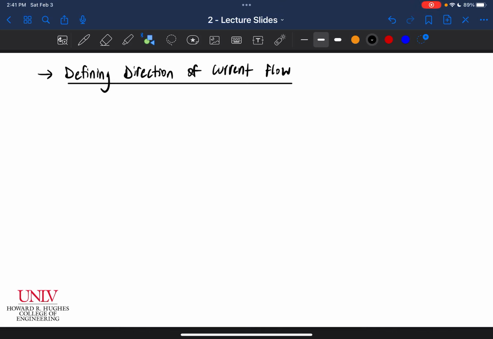All right, so I think now's a good time to pause and talk about defining the direction of current flow. I haven't talked about that, not at all really up to this point. I've just been defining the current in the direction that we already know that it's flowing.